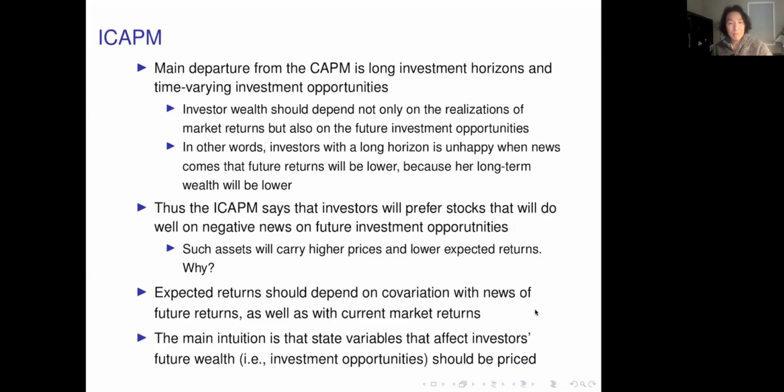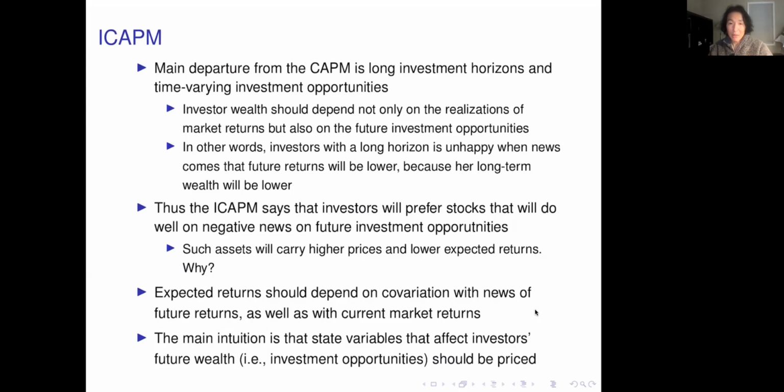In other words, investor wealth should depend not only on the realization of the market returns, so not only on the realization of your investment portfolio for the next period, but it also matters in the next period what your investment situation is going to be. Even if in the next period the market collapses, if the futures are rosy, in other words, there are a lot of good investment opportunities, then it can be a good state of the world.